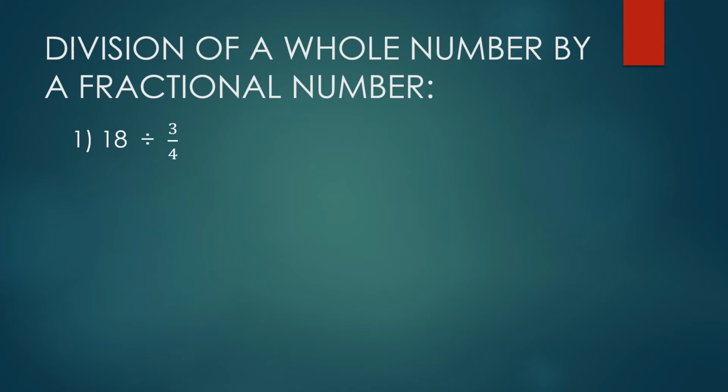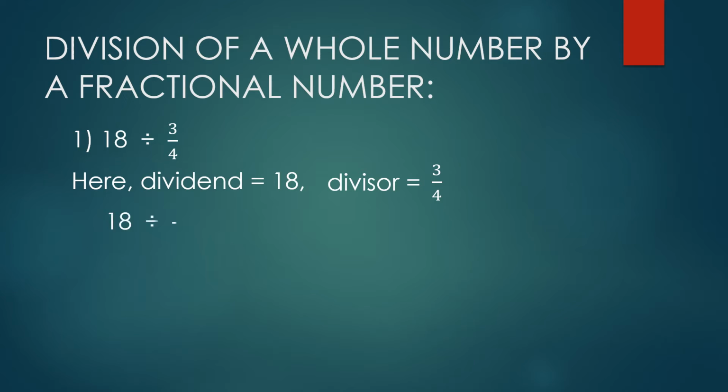Question number 1. 18 divided by 3 upon 4. Here dividend is equal to 18 and divisor is equal to 3 upon 4. First, rewrite the whole number 18 as a fractional number 18 upon 1. Then write the division sign and 3 upon 4 as it is. Again write 18 upon 1 as it is. Now change the division sign to multiplication sign. Then write the reciprocal of 3 upon 4 which is 4 upon 3. So we have 18 multiplied by 4 upon 3.